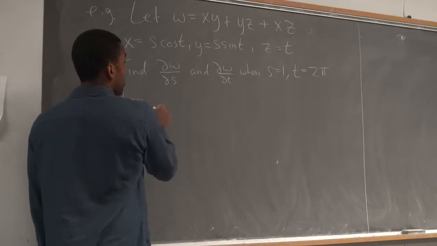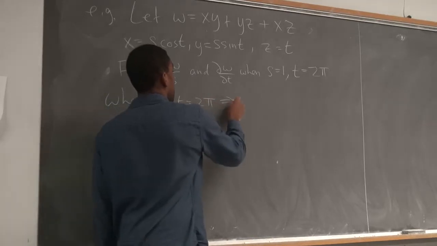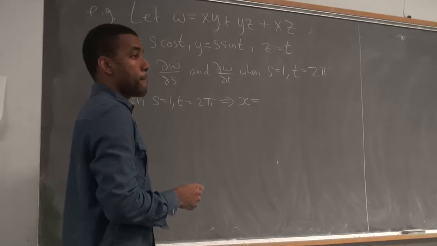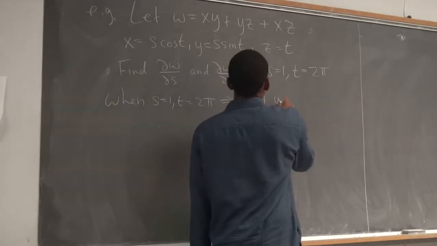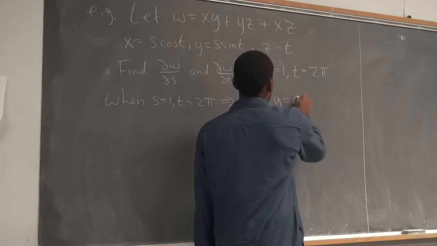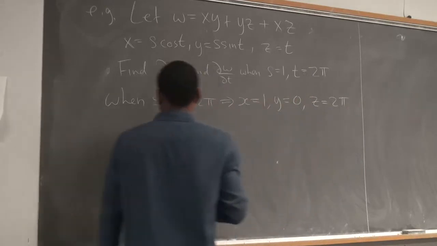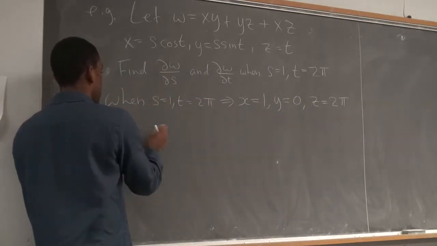Find the values of the variables first. When s equals 1, t equals 2 pi, this means your x would be equal to what? X would be 1, y would be 0, z would be 2 pi. Okay, so now if I want the partial of w with respect to s, what's the formula?